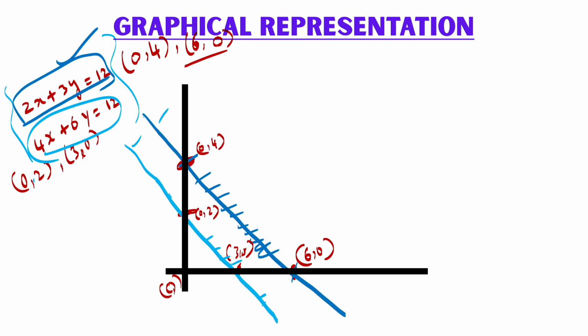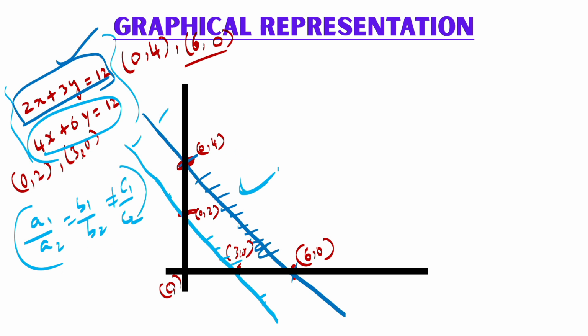So in the previous slide, we discussed the condition for no solution. What is the condition? A1 by A2 is equal to B1 by B2 is not equal to C1 by C2. Graphically, this is the representation, but this is the actual condition. You can check now. 2 by 4, 1 by 2. 3 by 6, 1 by 2. This is not equal to 12 by 12, which is 1 by 1. Hope this is clear to you.